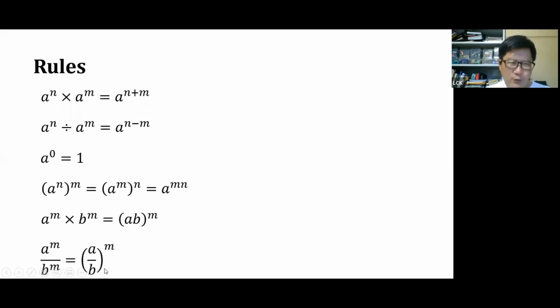And the last one on this side is a to the power of m divided by b to the power of m. Again, you see that the index is the same, but the base is different. It's just a over b to the power of m. All right, and then, a to the power of minus 1 is simply equal to 1 over a. a to the power of minus m simply equals 1 over a to the power of m.